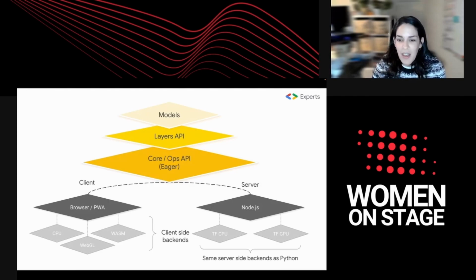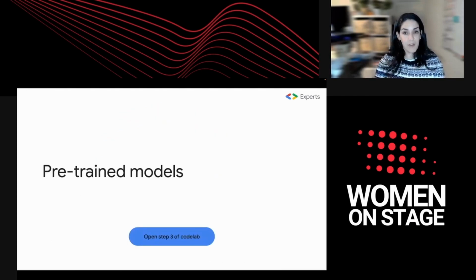Okay. Now let's talk about my favorite part, which are the pre-trained models. The pre-trained models that the team at TensorFlow.js has been offering are really, really amazing, and you can do, honestly, amazing stuff. So let's have a look at it. That will be step number 3 on the code lab that we're following, but I will explain to you what it is about.